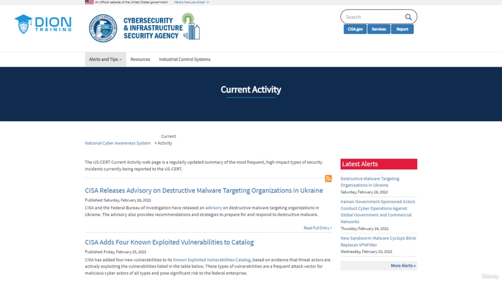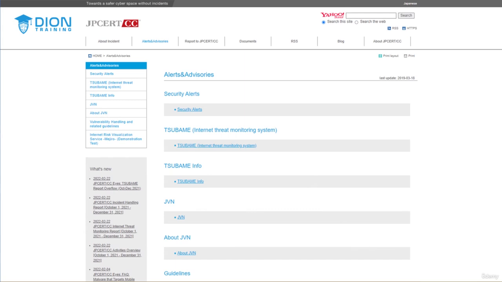Or perhaps CISA will also have added 4 new vulnerabilities to its known exploited vulnerabilities catalog, and you can review those as well. JPCERT is our next website. JPCERT is Japan's version of the Computer Emergency Response Team, and it contains similar alerts and advisories about what viruses are on the rise according to their Internet Threat Monitoring. Their website is located at jpcert.or.jp, and they do have an English version of that as well.